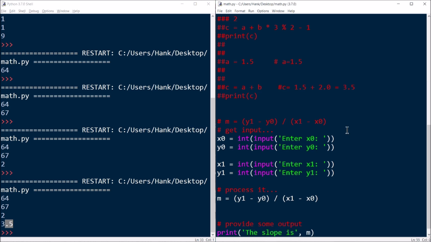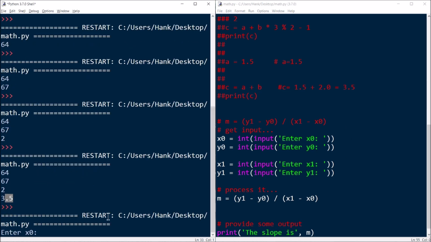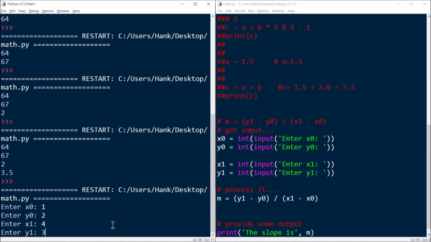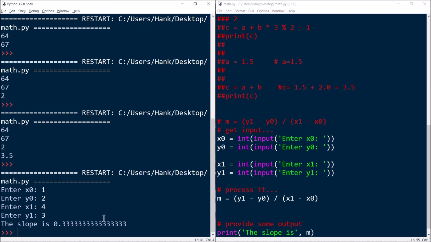Okay, so let's go ahead and test it. Okay, so I'll enter for x0. So the first point will be 1, 2, right? So for the second point, it'll be 4, 3, right? So there's my slope, right? So the slope is 0.333333 repeating, okay?